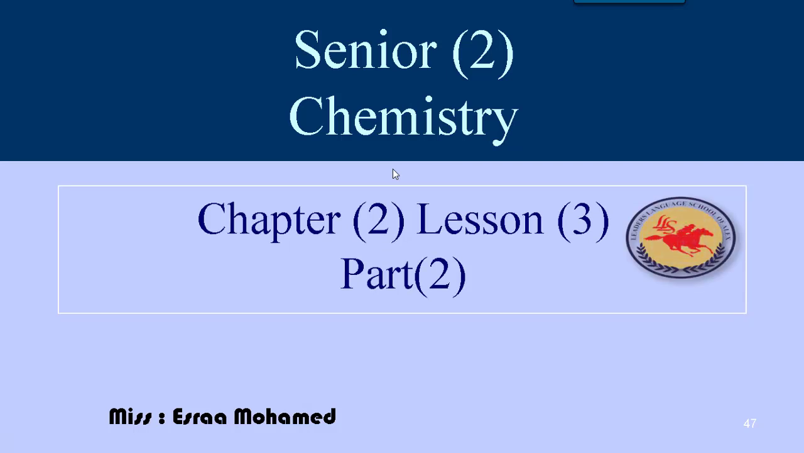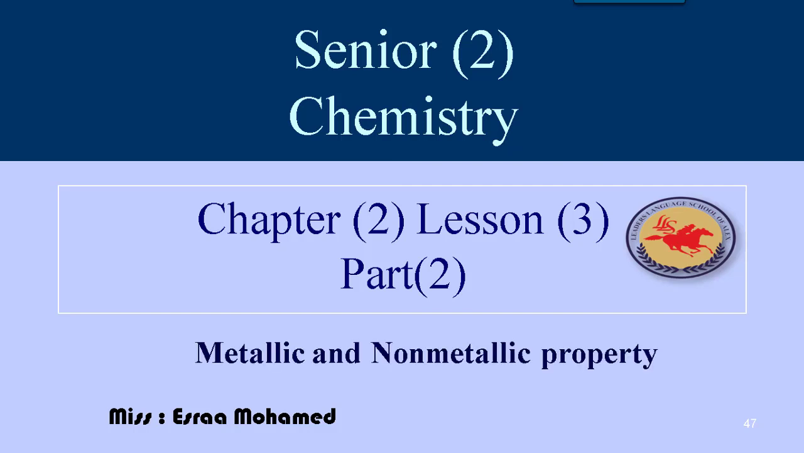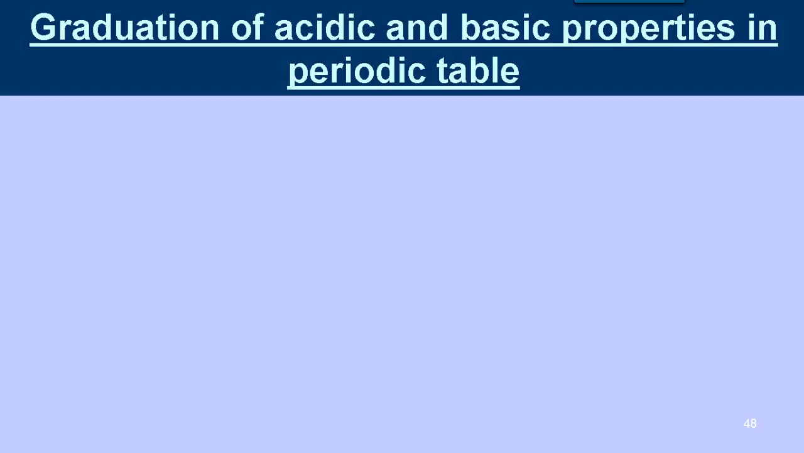We're still in Chapter 2, Lesson 3, Part 2, Metallic and Non-Metallic Property. We stopped at the graduation of acidic and basic properties in the modern periodic table.